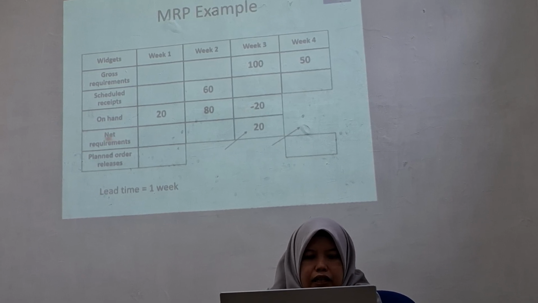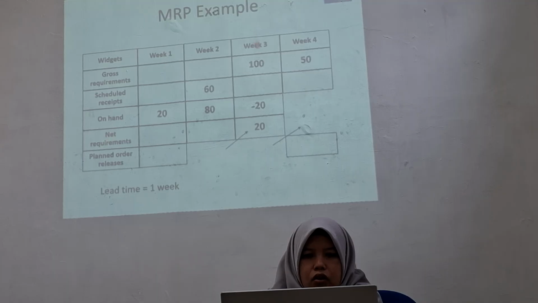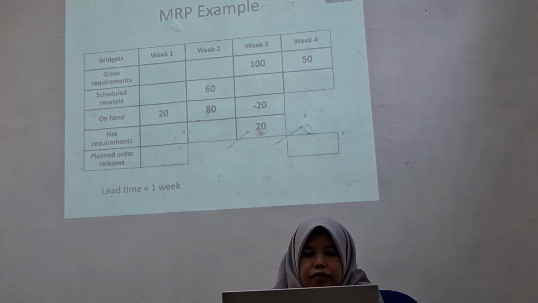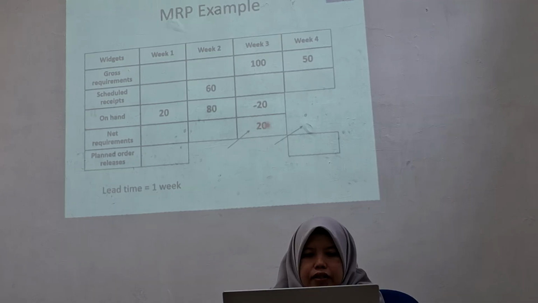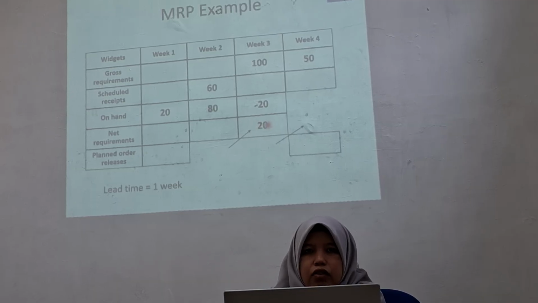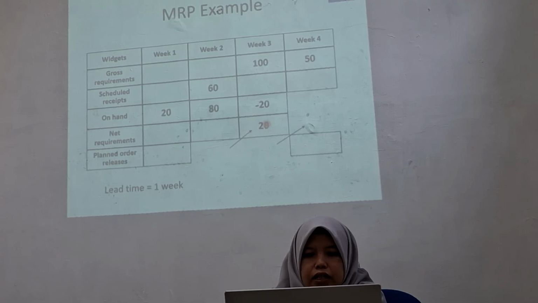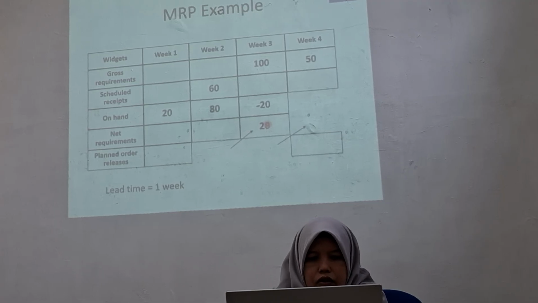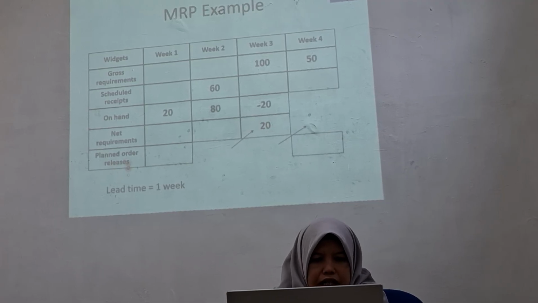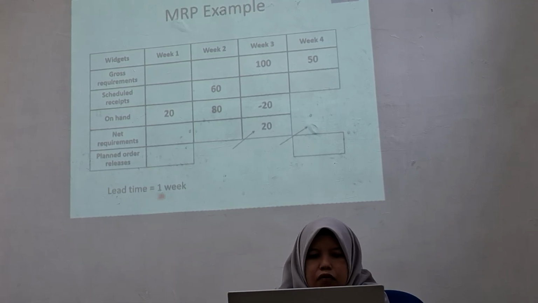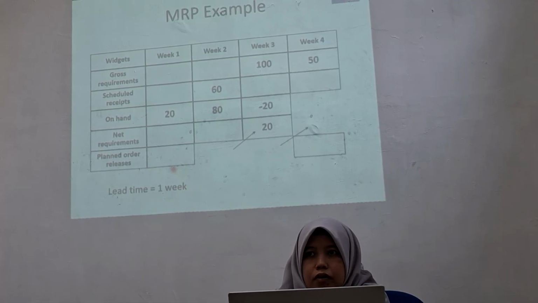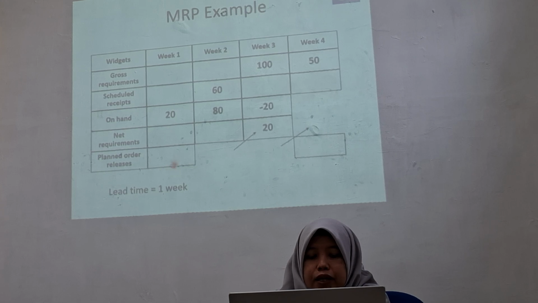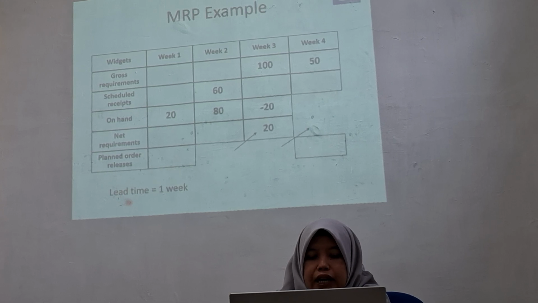So there is a net requirement, gross minus on hand, equal to 20 units, the net requirement in week 3. For the planned order release, we have the information about lead time of 1 week. What I wrote here comes from the lead time.